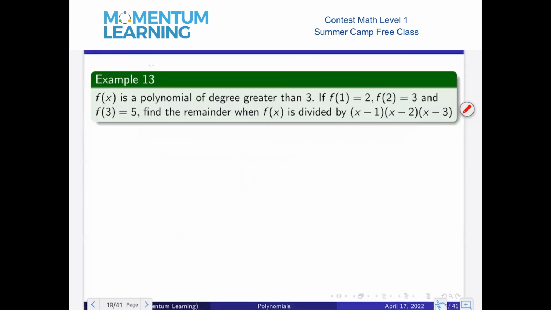Okay, this is from, again, the division problem. This one is a division problem where we are dividing by a cubic one, right? So when we divide by a cubic, then your remainder should be a quadratic. Okay, quadratic, linear, or constant.